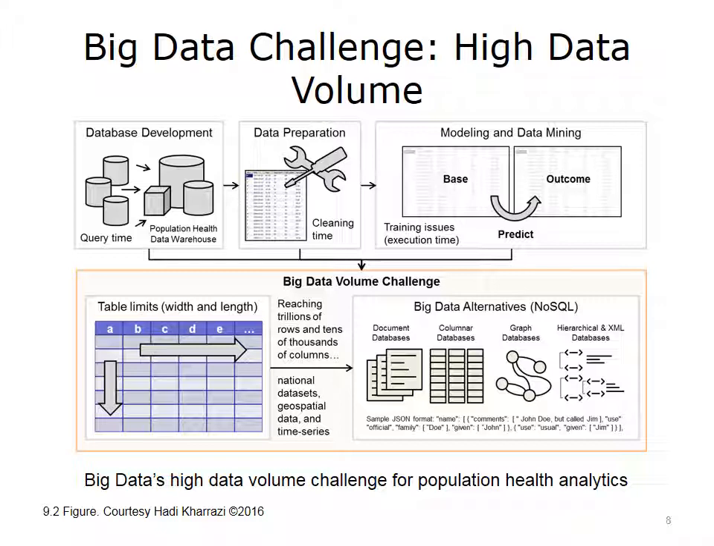Some existing population health datasets are reaching trillions of rows and tens of thousands of columns and thus are not conforming to the traditional relational database structures. Big data platforms and solutions are becoming more common in such conditions. The big data alternatives include non-relational solutions, also known as NoSQL, such as document-based databases, columnar databases, graph databases, and even hierarchical databases. These new data platforms store the data in new formats that are often foreign to traditional population health analysts, thus requiring a steep learning curve to adopt them in existing population health analytic pipelines.